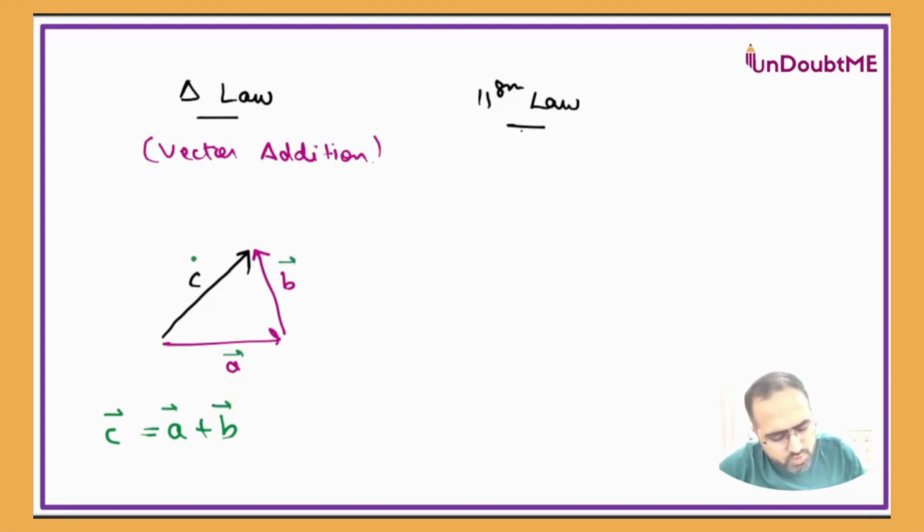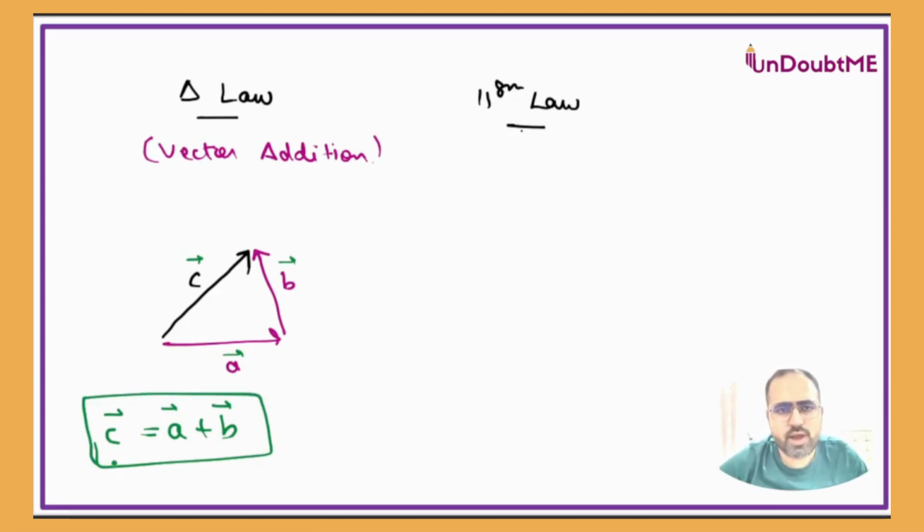So just to show it properly, you can put the arrowheads. Okay, this is called the triangle law of vector addition. The name of the law is not important, but how we are doing it, that you should know.